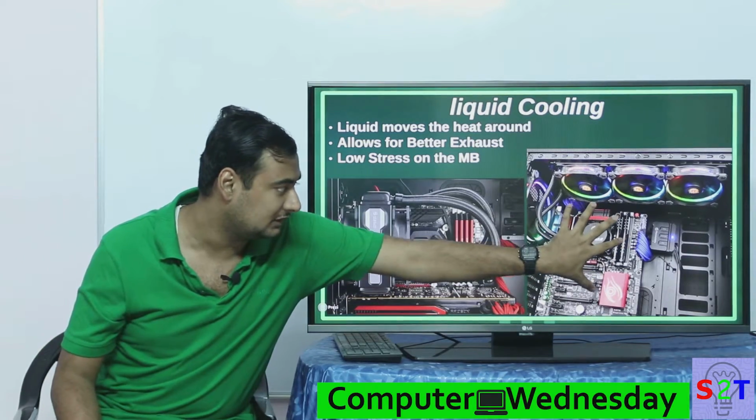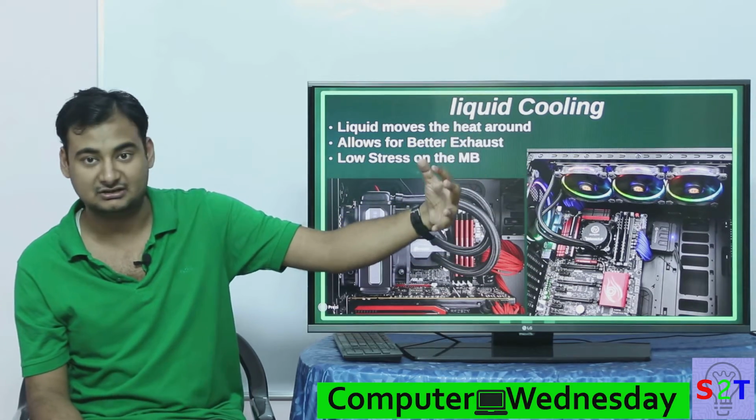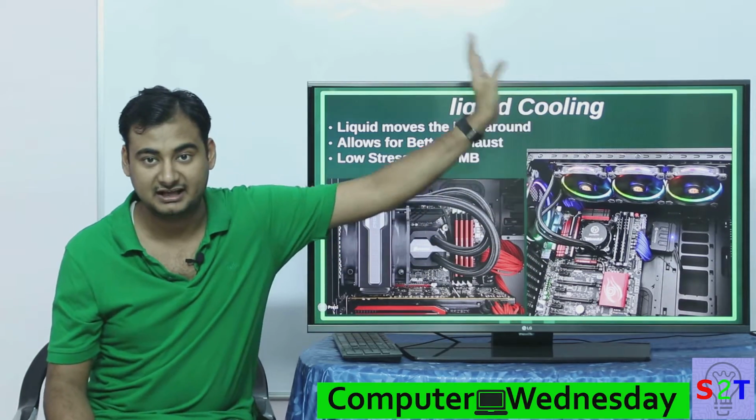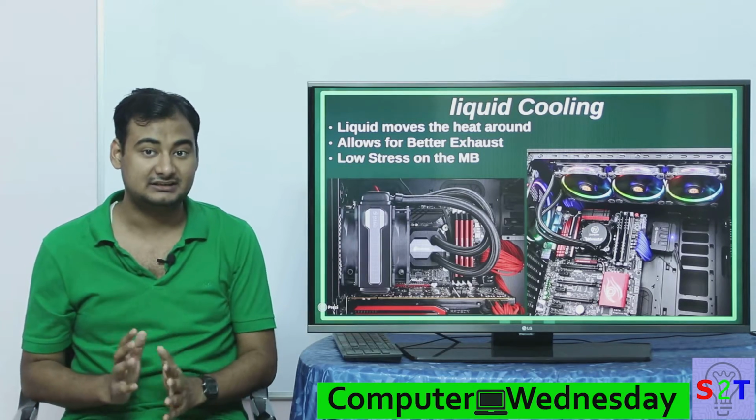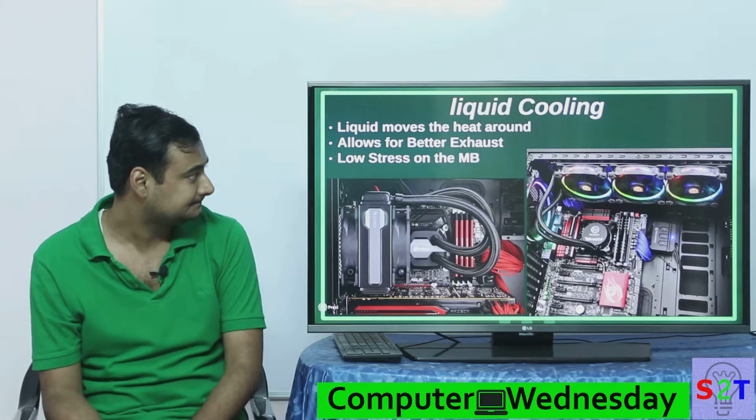As you can see, this whole area is very cool because the heat from the CPU is not coming off. It's coming off directly there and directly being exhausted. So better exhaust is a really core selling factor of liquid cooling.